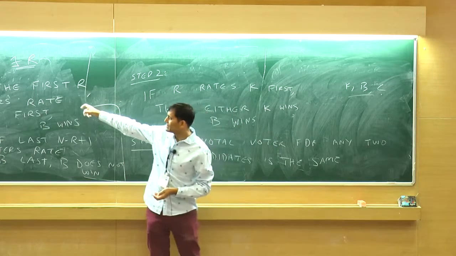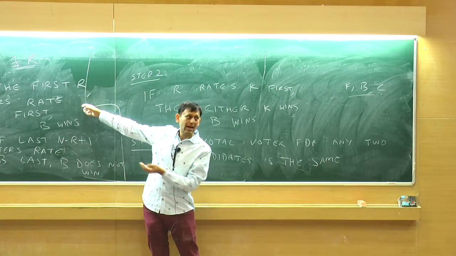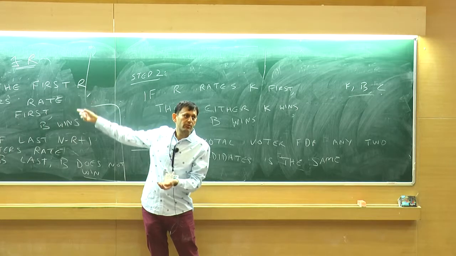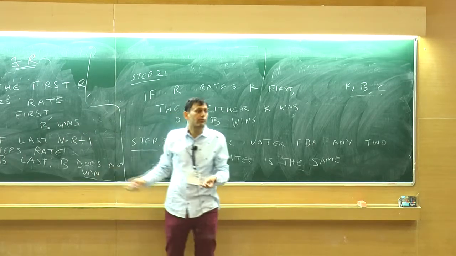Because basically what this says is, if the first R voters are rating B first and R is the dictator, then of course B is going to win. If they're voting B last and R is the dictator, then of course B is going to lose.